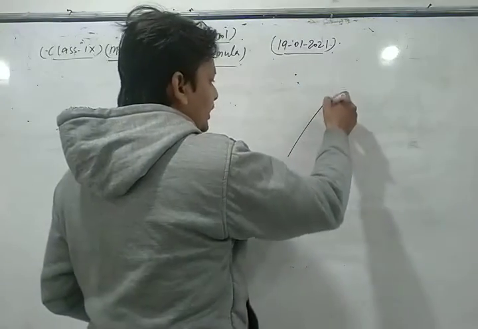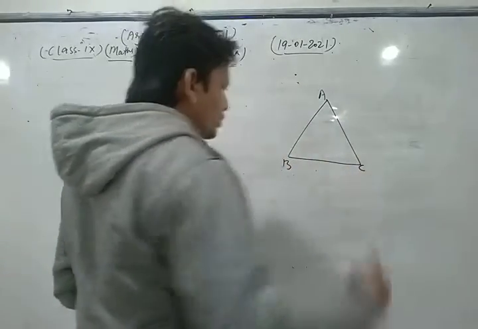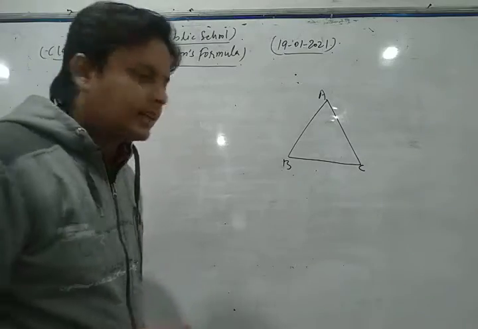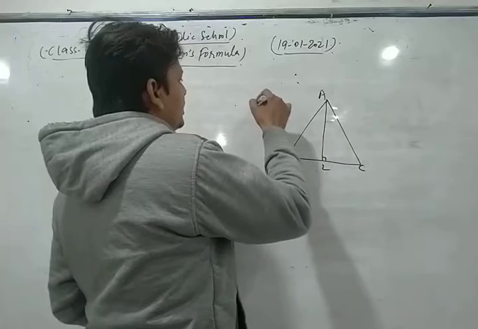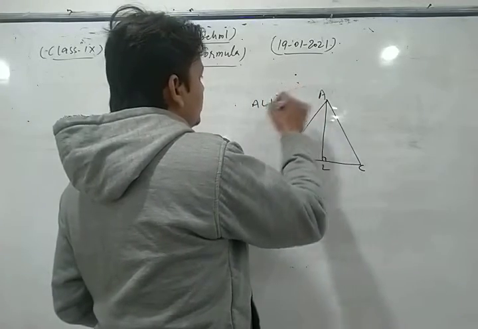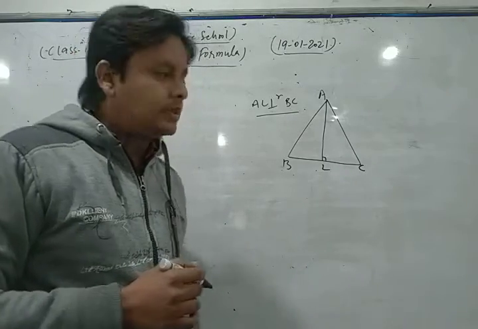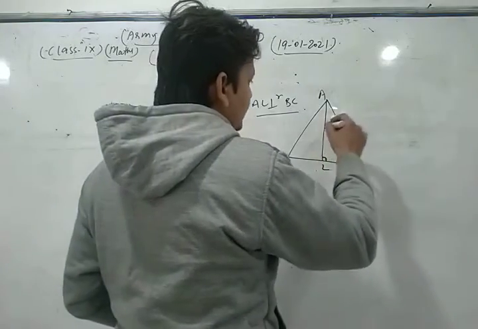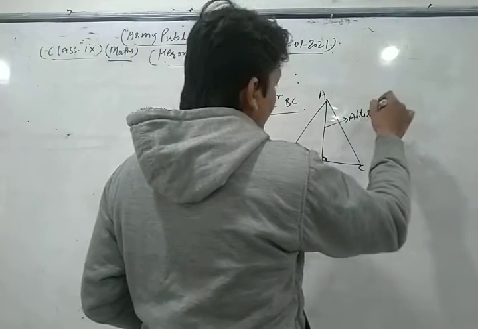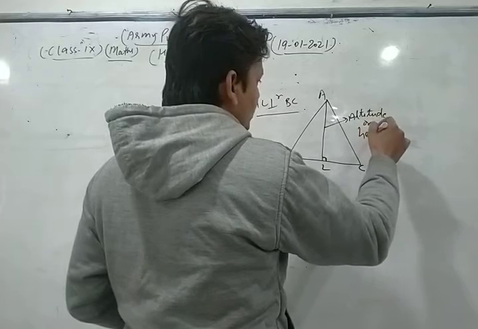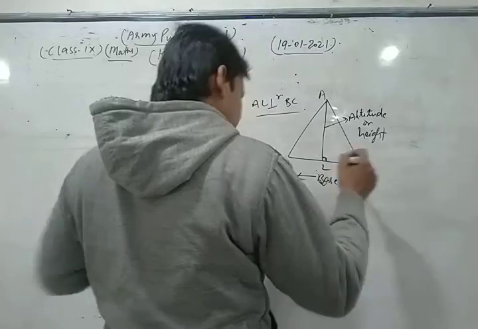See the general formula for finding the area of a triangle. Suppose that ABC is a triangle, and we draw AL perpendicular to BC. This is the altitude or height, and this is your base.